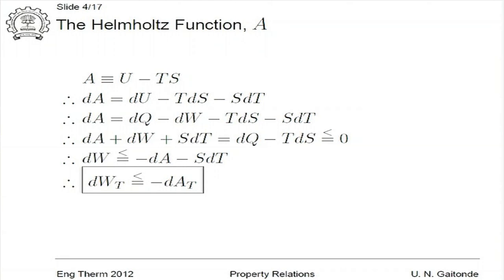And now if you consider an isothermal process, it tells us that work done by a system in an isothermal process will always be less than or equal to the decrease in its Helmholtz function. Now remember that our traditional mechanical way of looking at things is that work done is decrease in some potential. The potential energy goes down, the amount by which it goes down is the amount of work you can do, if everything is ideal. If there is friction or some other dissipative process, the amount of work which you can extract will be less than the decrease in the potential energy.